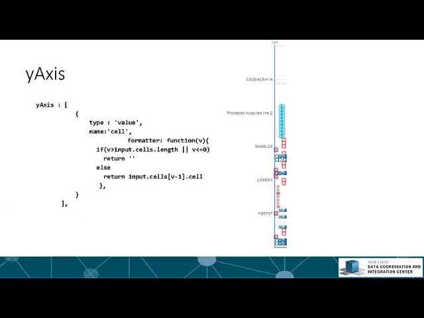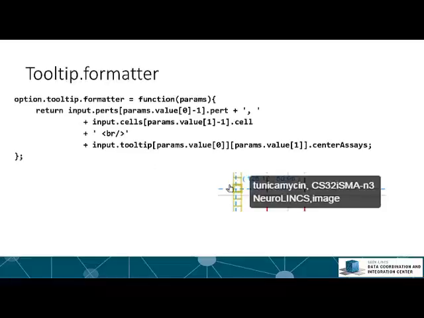The y-axis is pretty similar to the x-axis. We just changed the name of the axis to cell. Here, we set another attribute for the tooltip option. This is actually another formatter that will format the content that will show up when the mouse is over an item.